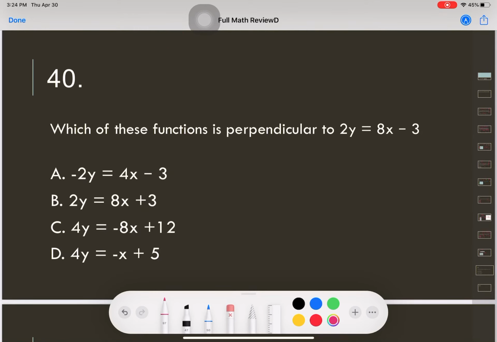And then last one here. Which of these functions is perpendicular? To be perpendicular, first thing I'm going to do is change it to slope-intercept form. Then I'm looking for the inverse slope. Does not matter about what's out here. That does not have any bearing whatsoever. You're only looking at slope, but you need the inverse of it.